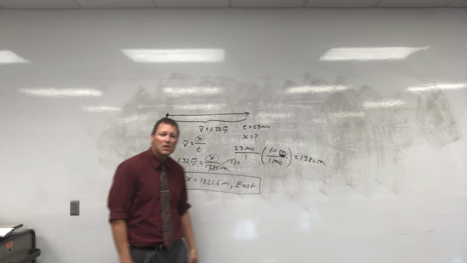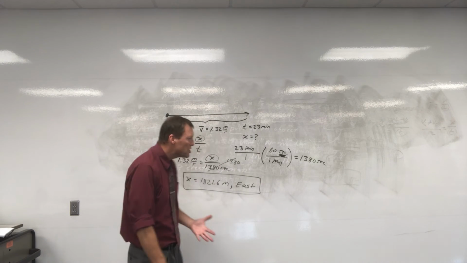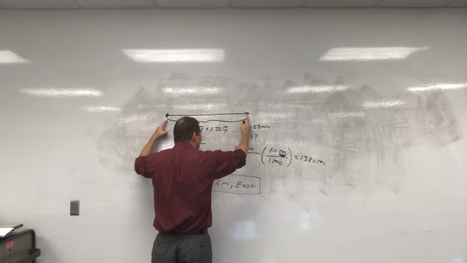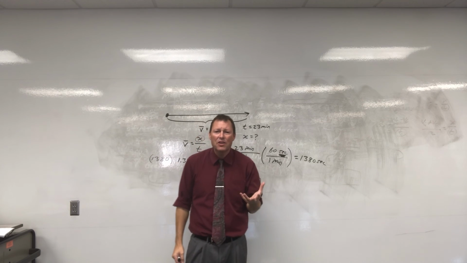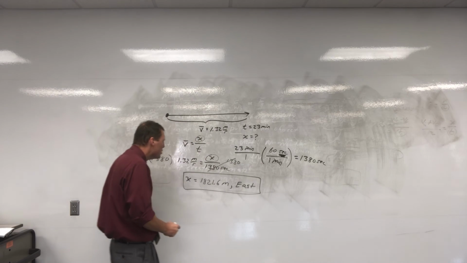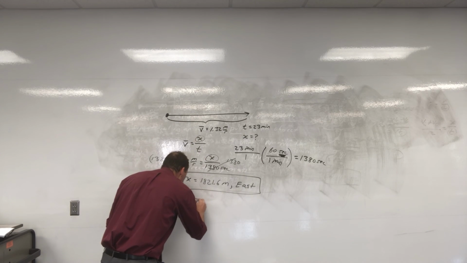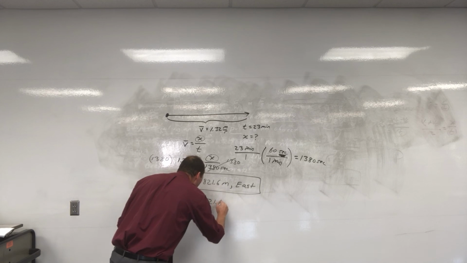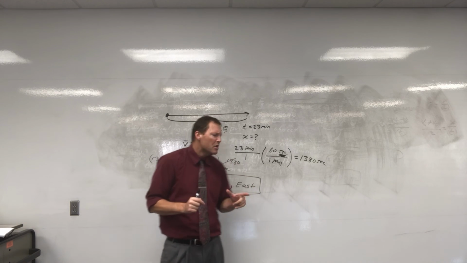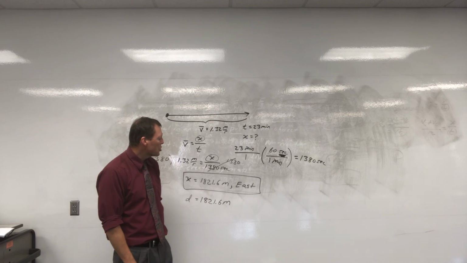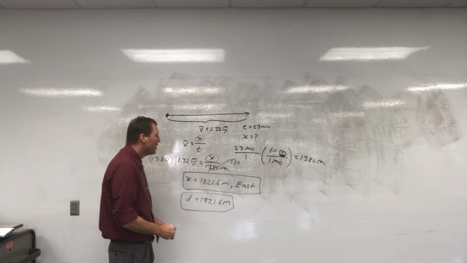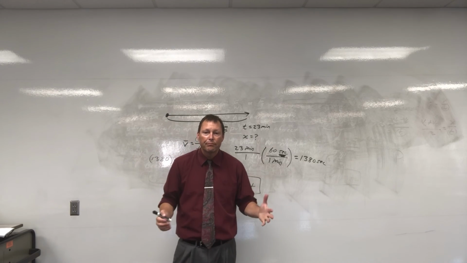Now, part B is, what's the distance? It turns out distance is the total length traveled. The distance and the magnitude of the displacement are going to be the same number in this problem. So my distance is actually going to be 1821.6 meters. But remember, distance is scalar, so it does not have any direction associated with it. I just write the number, the magnitude, and I am done. And that's it for this problem.